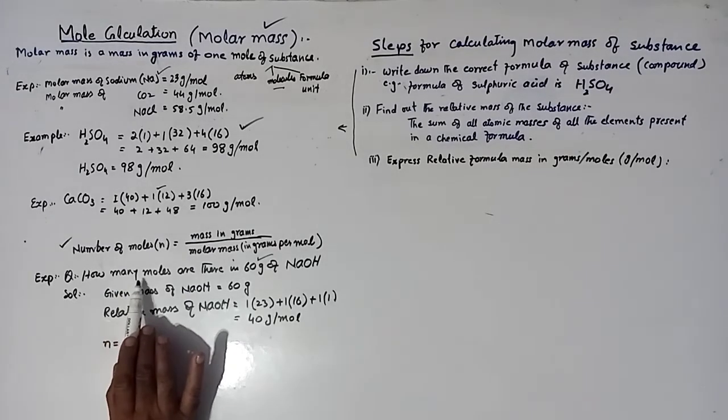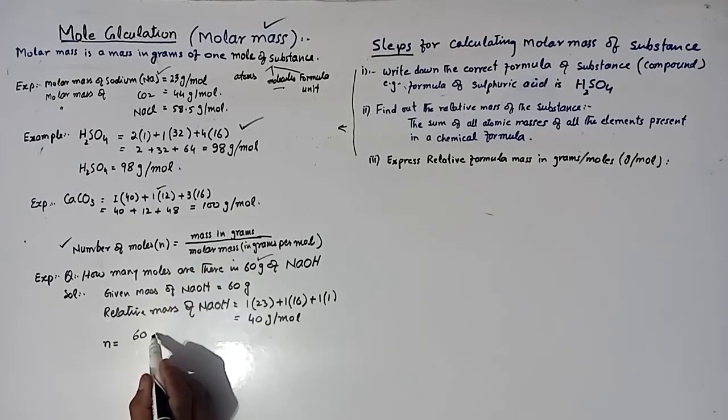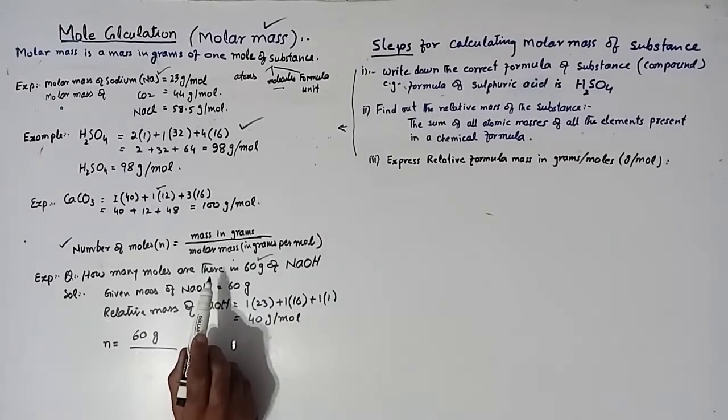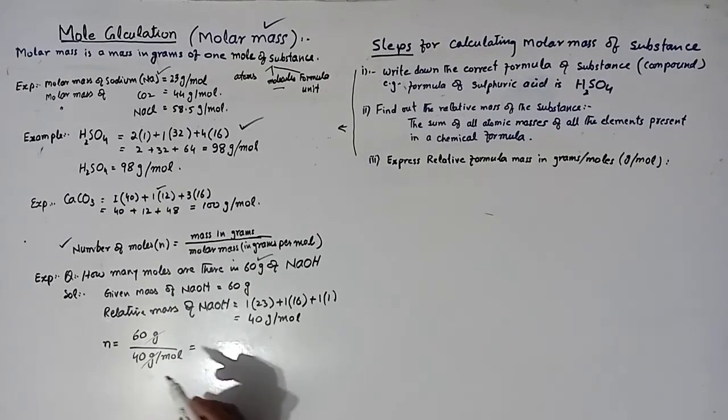Now to find out the number of moles, we use this formula. The given mass is 60 gram and the molar mass of sodium hydroxide is 40 gram per mole. You can cross gram with gram. Now divide 60 by 40. We get 1.5 mole.